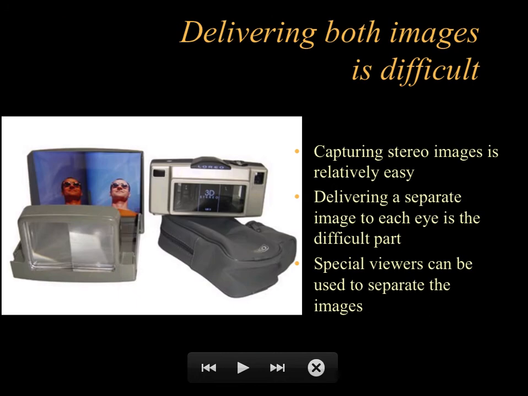Capturing two images is easy enough. Delivering them to your eyes separately is the tricky part. So you can get all these contraptions. These things were beloved of Victorians. They would have these little contraptions where you could see 3D photos, obviously in black and white. This kind of thing here is a viewer that you can use to see two separate images, one to each eye. You get so close to this that your eyes only see one of each.